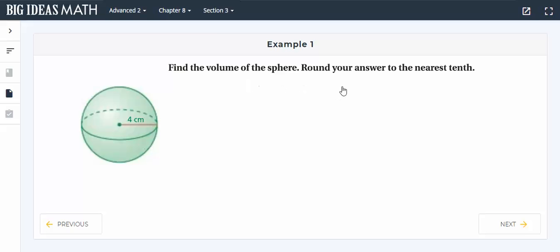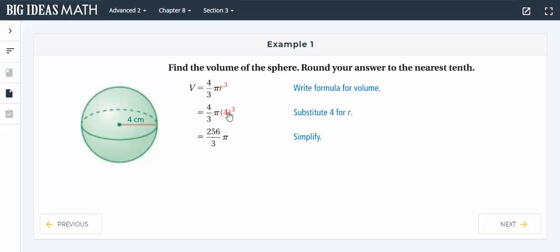Find the volume of the sphere and round your answer to the nearest tenth. On the page before this, it gave you the formula for volume of a sphere, which is 4/3 times pi r cubed. So 4/3 times pi, where r is 4. Then we just solve this.